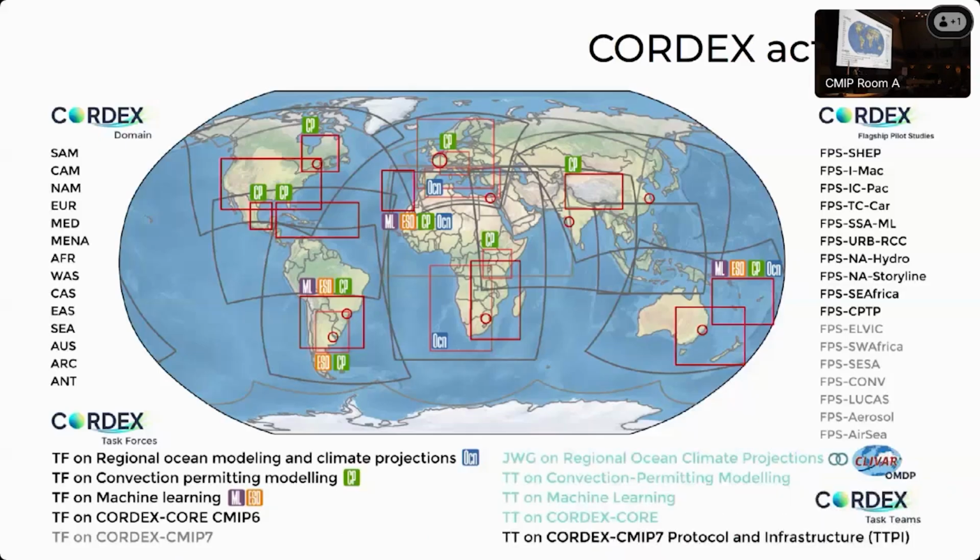This is done now in what we call task teams. The only one of these which is actually running is the task team on protocol and infrastructure for CORDEX CMIP7, the TTPI, which I will present in this presentation. And there are other task teams associated to the other task forces. And there is also a working group on regional ocean climate projections, which is a joint working group, along with CLIVAR, with the ocean model development panel in this core project of the WCRP.